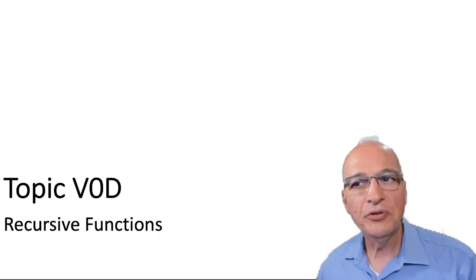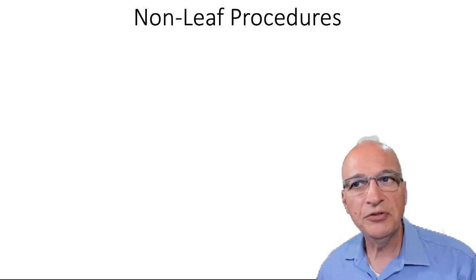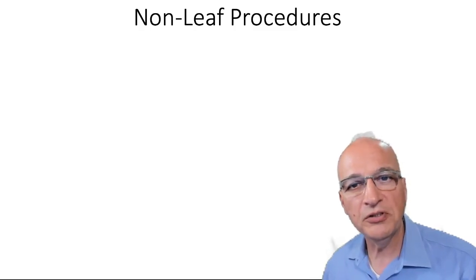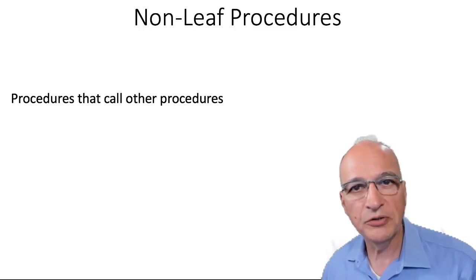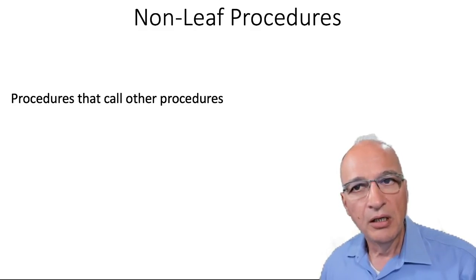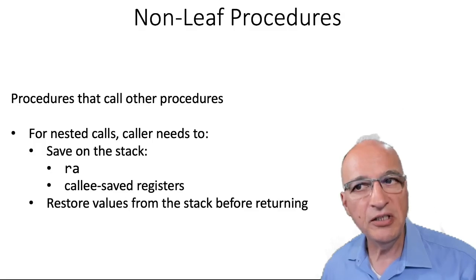In this lecture, we'll learn how to write assembly code for recursive functions. A recursive function is one example of a non-leaf procedure function. A non-leaf procedure function is a function that may call other functions. The procedure to call other procedures is for nested calls.